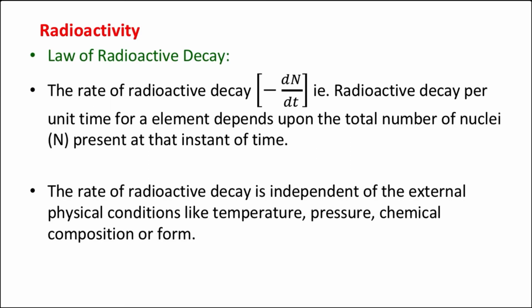Next, we see the law of radioactive decay. The simple statement for this law of radioactive decay is that the rate of radioactive decay, which is denoted by minus dN upon dt, that is radioactive decay per unit time for an element, depends upon the total number of nuclei, capital N, present at that instant of time. So the rate of radioactive decay is directly proportional to the total number of nuclei of the element present at that instant of time. The rate of radioactive decay is independent of external physical conditions like temperature, pressure, chemical composition, or form of that particular element.